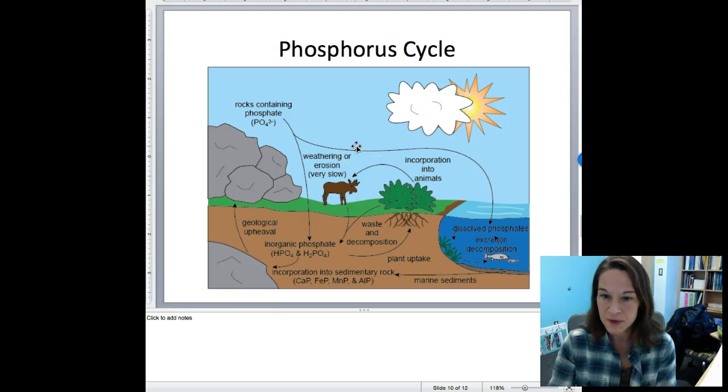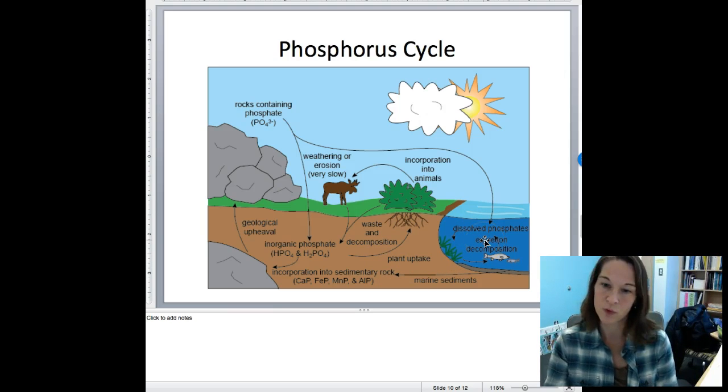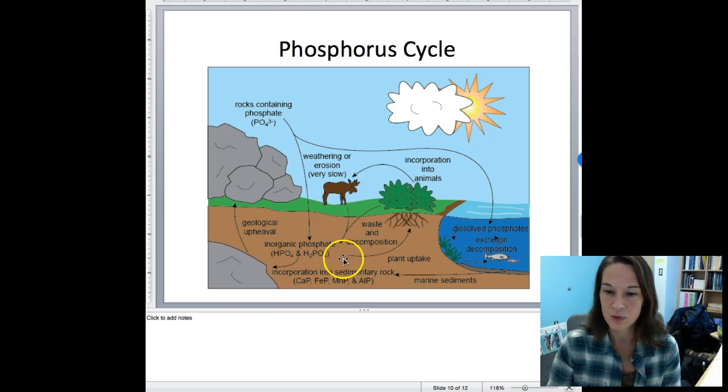And lastly, the phosphorus cycle. This cycle happens much more slowly than the other two cycles. The biggest thing to take home here is that A, it is slow, as I just said, and that B, it's very difficult to move phosphorus from the marine pool or the ocean pool into the soil and have it be uptaken by animals and plants and back into the atmosphere.